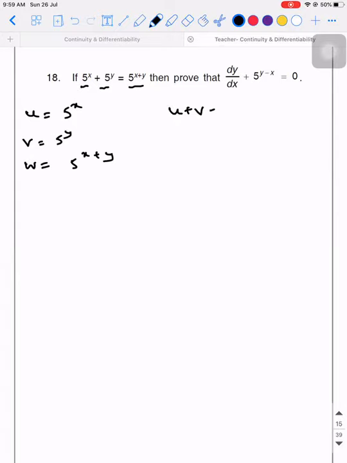So u plus v is equal to w. So du by dx plus dv by dx will be equal to dw by dx. When you do this, at one point you will get dy by dx. So collect all the dy by dx terms and rearrange it, you will get this answer. Will you guys try?